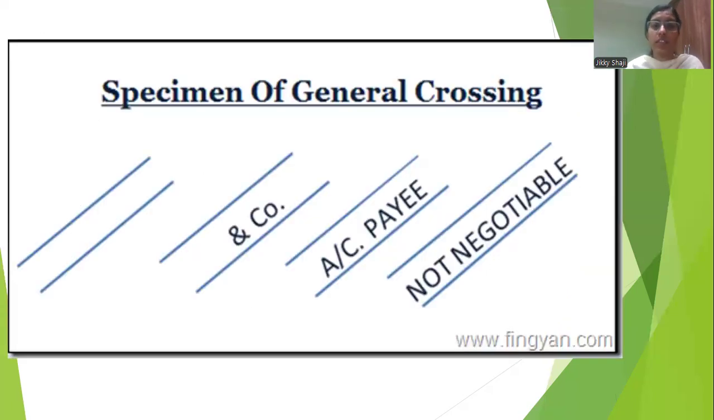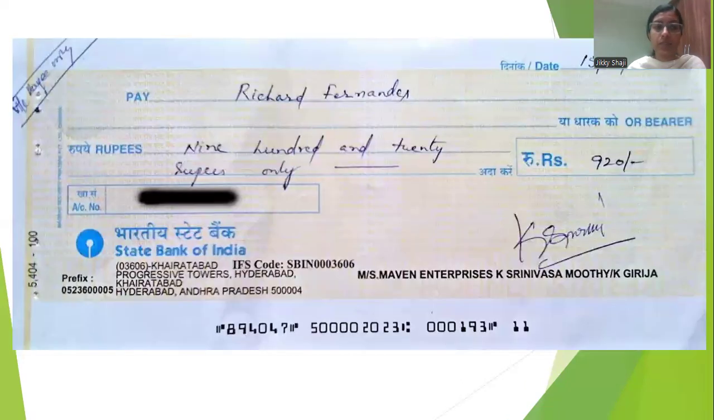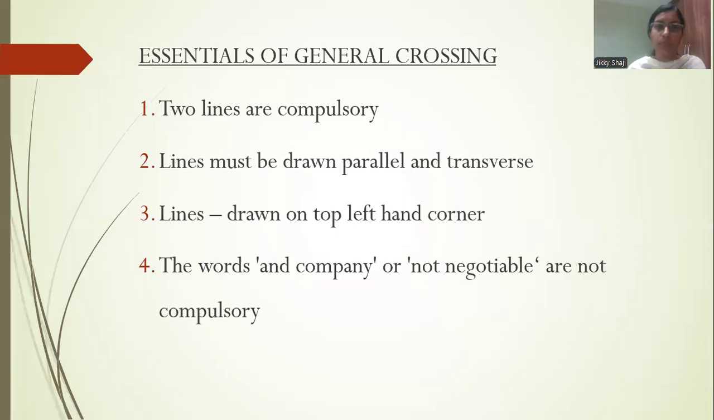So here are the specimens of general crossing. Either it can be two parallel transverse lines only, or with or without the words "and company," "account payee," or "not negotiable." This is an example of a generally crossed check bearing two parallel transverse lines with the words "account payee" only.